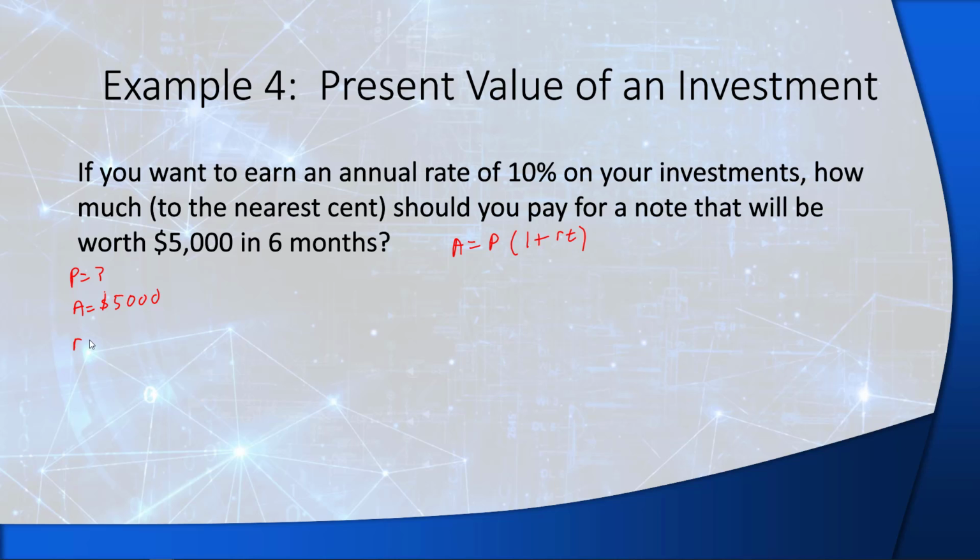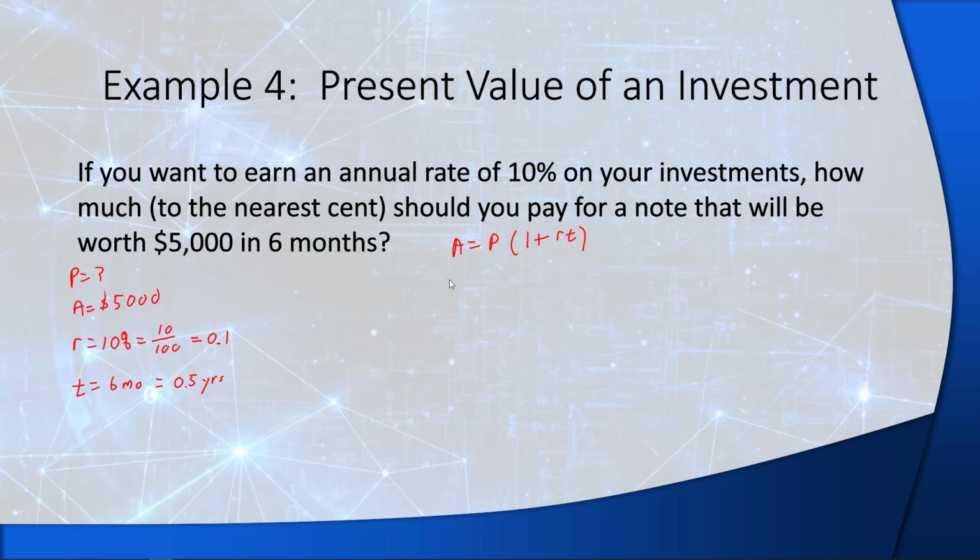R is 10%. Of course, we can't work with percentages. We need to convert that to a decimal, and that would be equal to 10 divided by 100, which would be equal to 0.1. And then T is equal to 6 months. Of course, we can't express this in months, but we need to write this in years, and that will be 1/2 of a year, or 0.5 years.